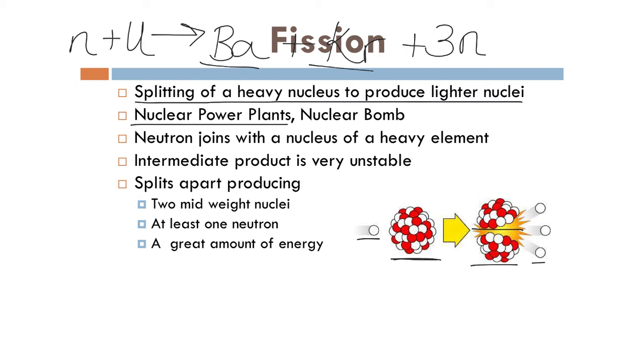And every single time this happens, a teeny bit of mass is lost, but it's converted to a huge amount of energy. So, this is why nuclear power plants can produce a lot of energy from a smaller amount of fuel. This also was the reaction that did occur in the nuclear bomb, and we'll talk a little bit more about that later on.